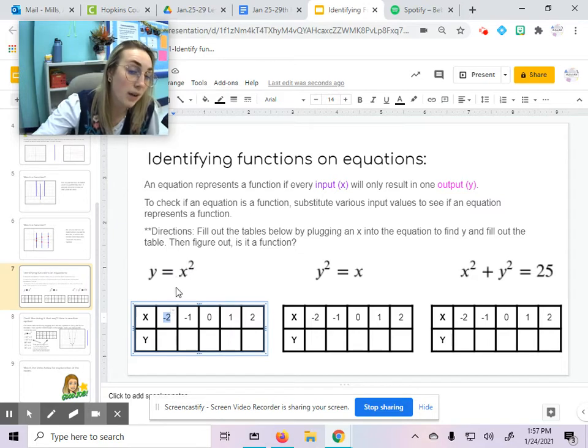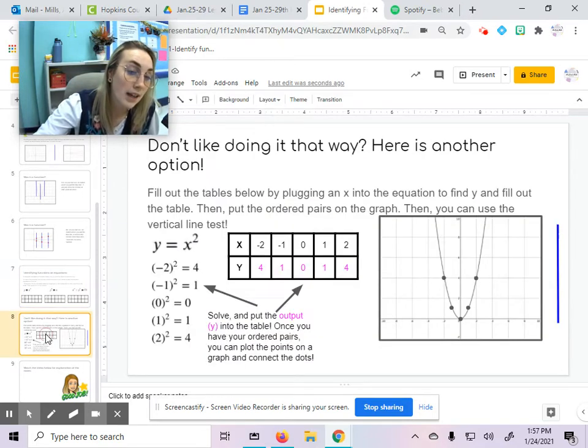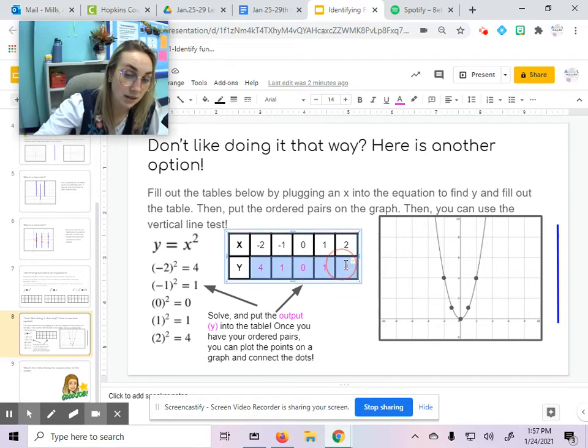So -2 squared is going to give us 4. And on the next slide, I do it all for you here. -2 squared is 4. -1 squared is 1. 0 squared is 0. 1 squared is 1. 2 squared is 4.